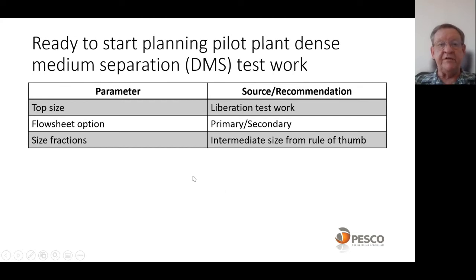So at this stage, we're ready to start planning pilot plant dense medium separation test work. So if we look at the parameters, top size, we've got from our liberation test work. The flowsheet option, we've selected the primary secondary because that is shown to give the best potential recovery and grade. And size fractions, we use the intermediate size from the rule of thumb.